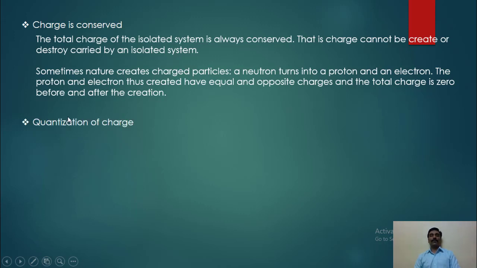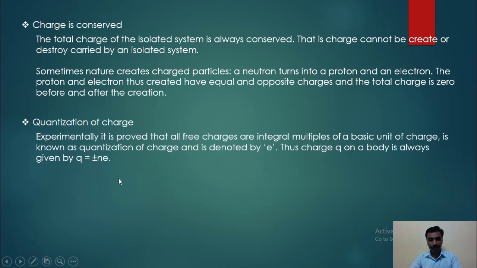Okay, the last property of charge: quantization of charge. We now understand what charge is. Now what exactly is the basic value of charge? Because charge can neither be created nor destroyed, it must have a basic value. That basic value is experimentally found. It is equal to 1.602192 into 10 raised to minus 19 coulomb. For mathematical purposes, we choose 1.6 into 10 raised to minus 19 coulomb. It is represented by e.